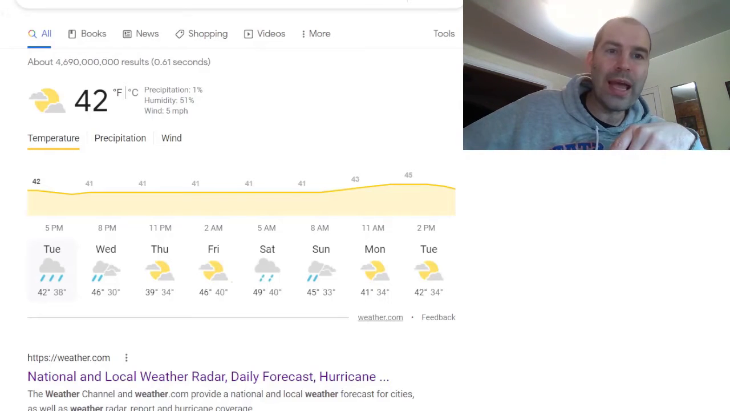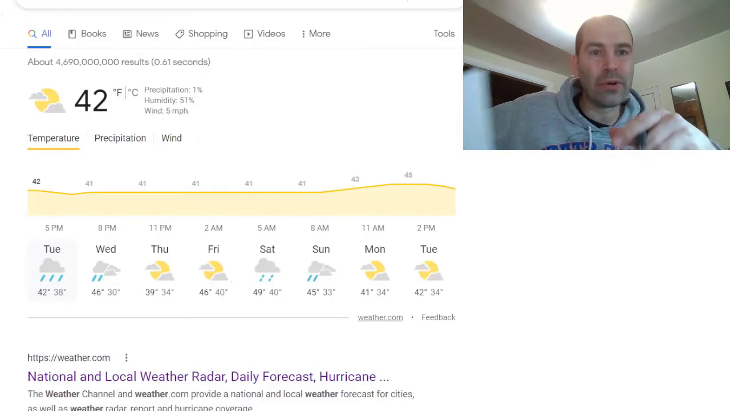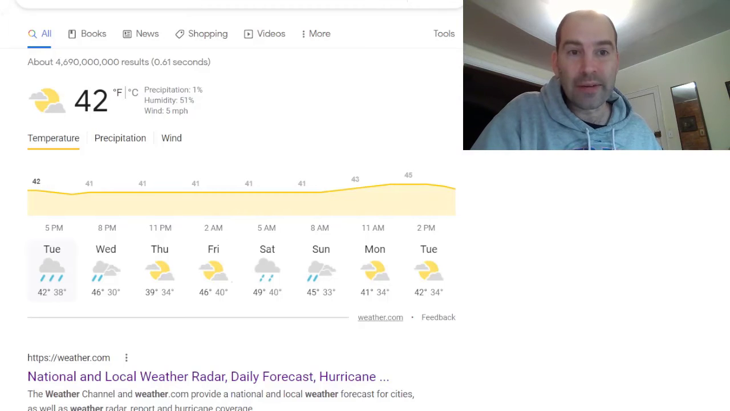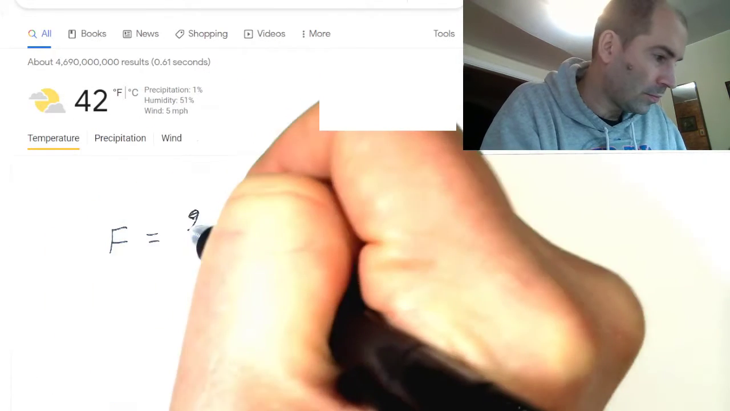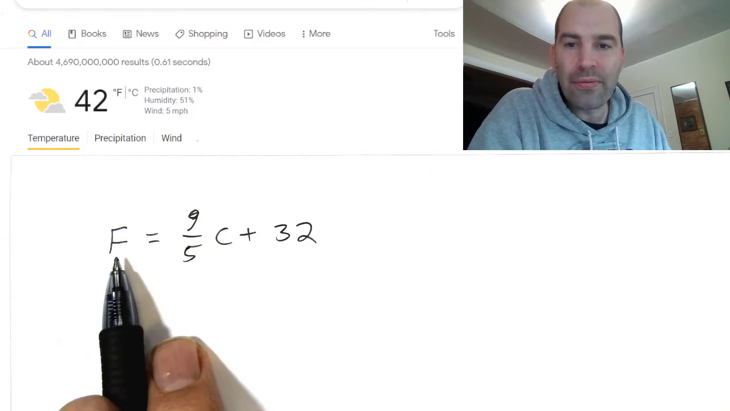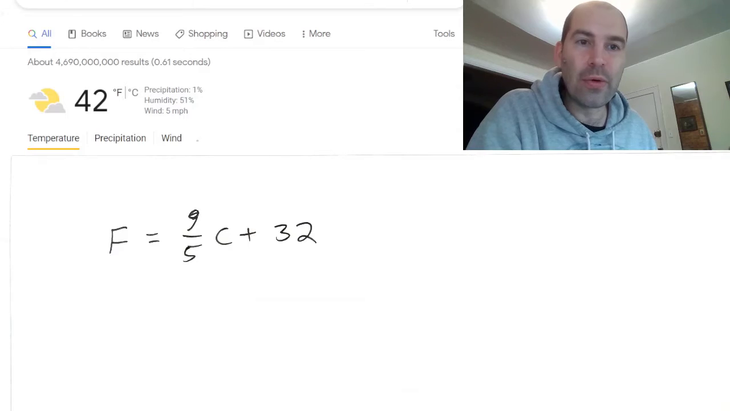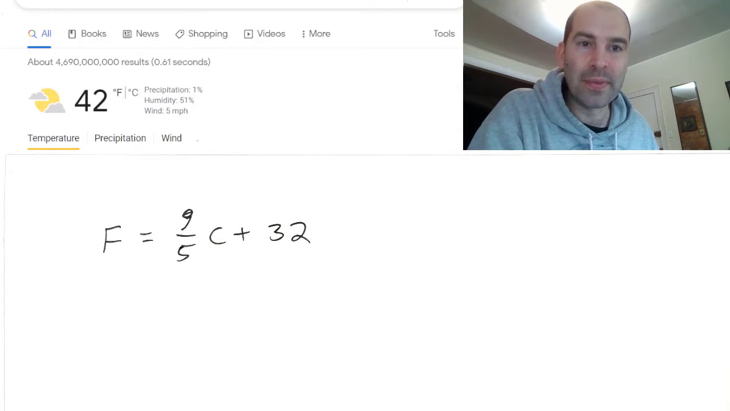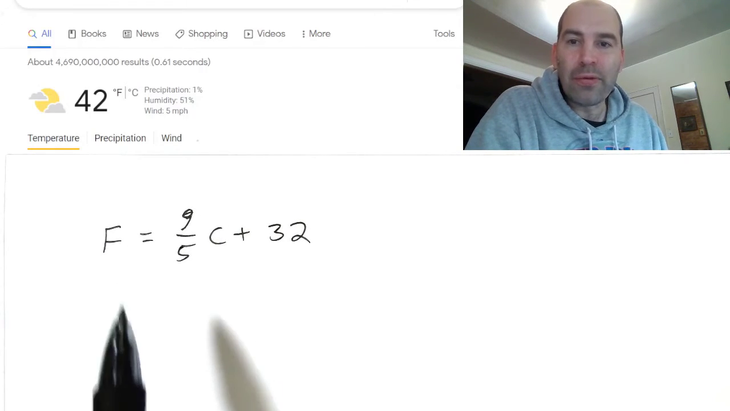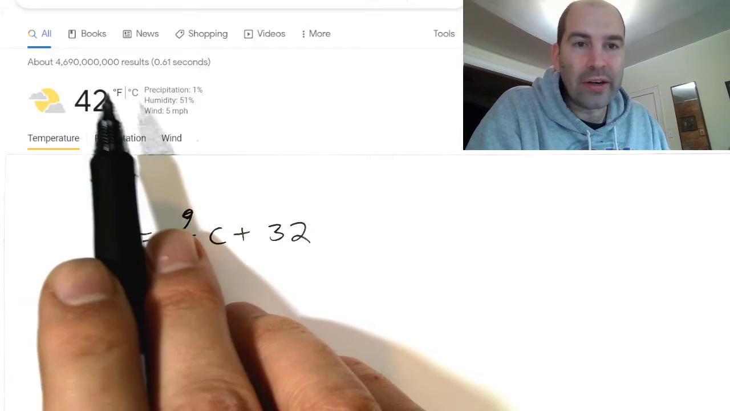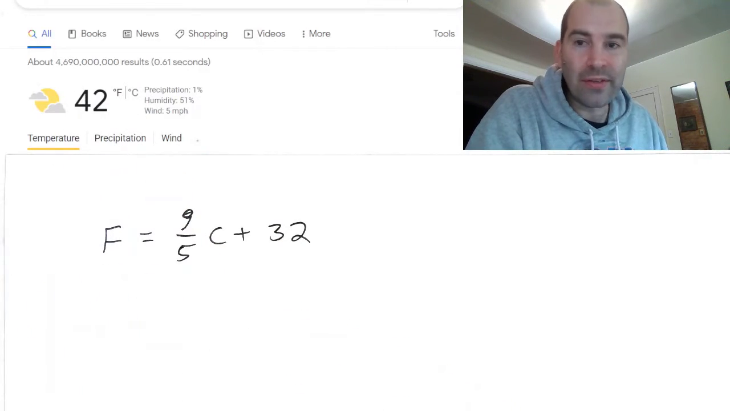Well, fortunately, we have an equation that allows us to convert between Celsius and Fahrenheit. The equation is this. F equals 9/5 C plus 32. This is the equation that relates Fahrenheit to Celsius. Now, if I want to convert from this temperature here for Fahrenheit, I'll just plug that in place of F.